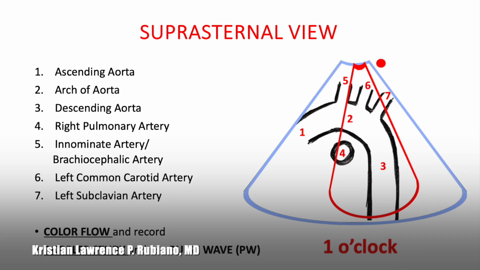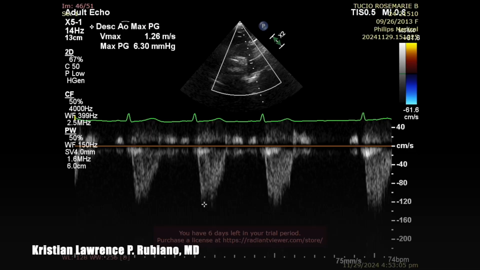In this view, you can also see the cross-section of the right pulmonary artery. In this view, do the color flow to check for any turbulence, regurgitation, or even tapered or interrupted flow across the aorta, and the major arch branches. Do Doppler studies using pulse wave and measure the results.